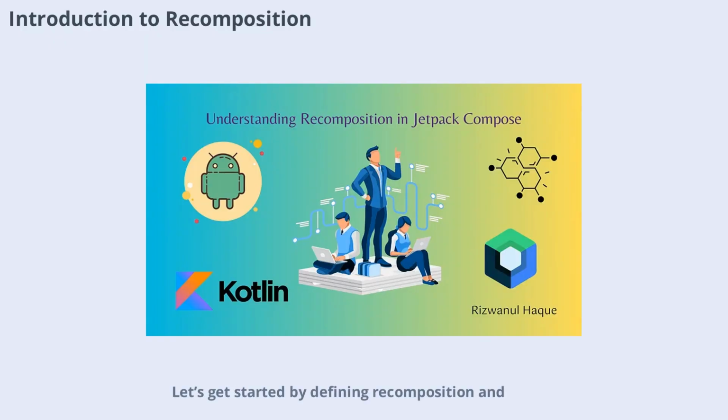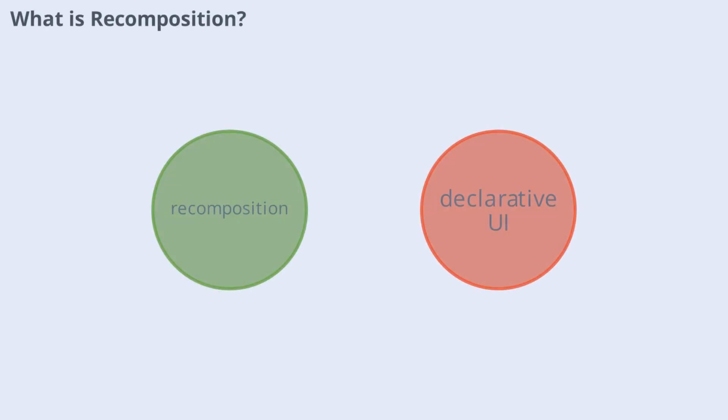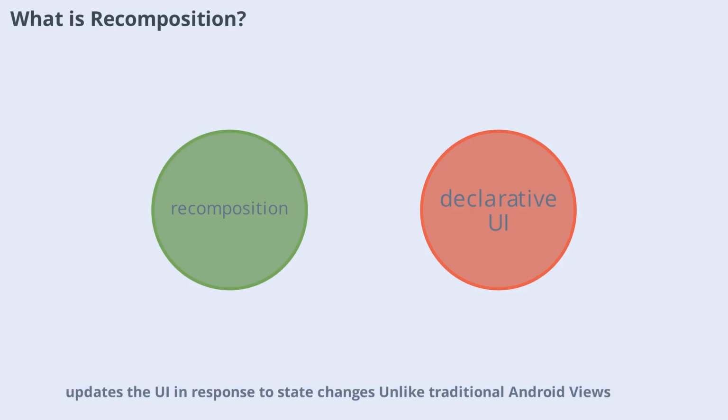Let's get started by defining recomposition and seeing how it fits into the Compose framework. Composition is the process by which Jetpack Compose updates the UI in response to state changes. Unlike traditional Android views, Compose uses a declarative approach, meaning only the affected parts of the UI are redrawn. This makes updating your app's interface faster and more efficient. When a piece of data changes, Compose reevaluates the relevant composable functions and redraws just those elements. By understanding recomposition, you can prevent unnecessary UI updates and ensure your app remains smooth and responsive. Let's see how this works in practice and why it's a game changer for modern Android development.